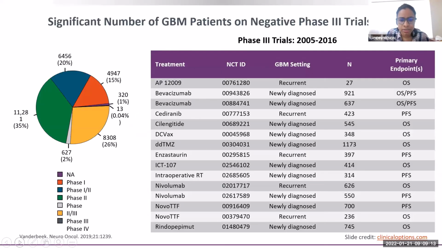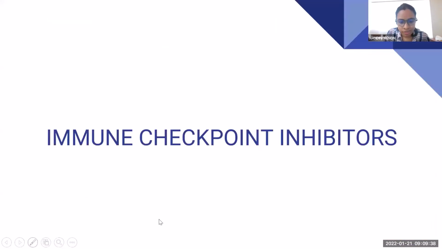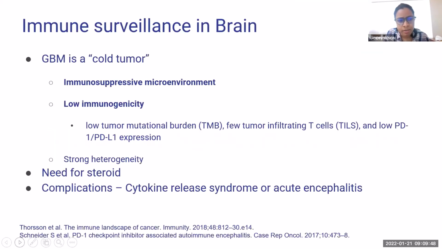So a lot of new agents have been investigated. If you look at this chart of 10 to around 11 years, you can see that there are so many drugs, including bevacizumab, cediranib, enzastaurin, nivolumab, and a peptide vaccine which has been studied. Ultimately, a significant number of these have been negative phase 3 trials, because most of these trials in various settings have not shown a benefit. So we'll discuss a few of the important trials, even though they are negative, because certain important modalities might develop in the future. One is the immune checkpoint inhibitors.